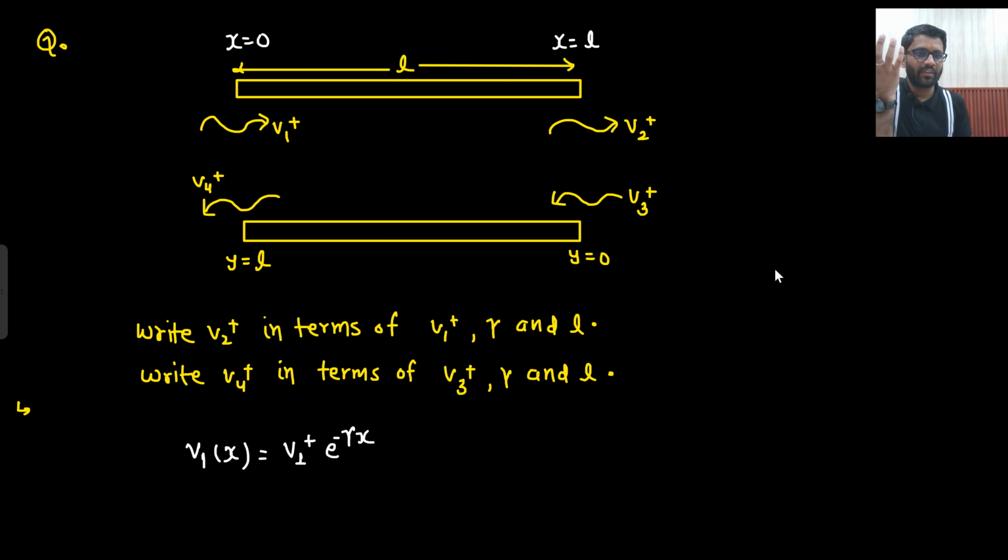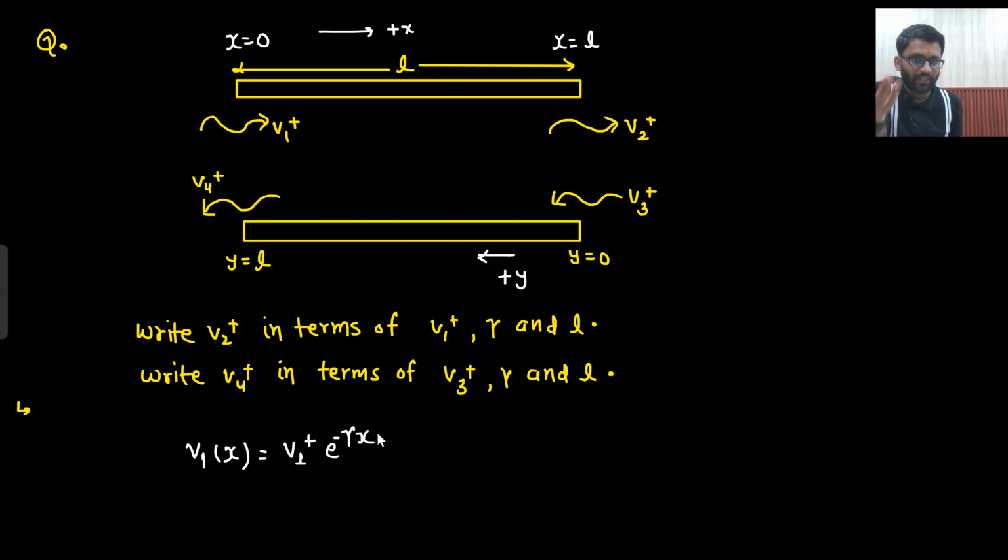We have seen this in EM waves as well. If your wave is traveling in the positive x direction, and this you are assuming as positive x, this was not given, you assumed it on your own, and this is your positive y. Initially you have v1 plus magnitude. Now it has traveled down some distance and became v1 plus e to the power minus gamma x. I am not saying that it has traveled L distance, just that it has traveled any x distance.